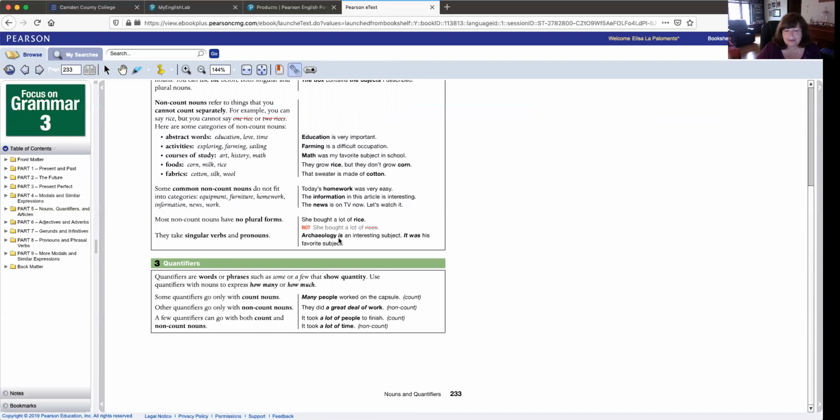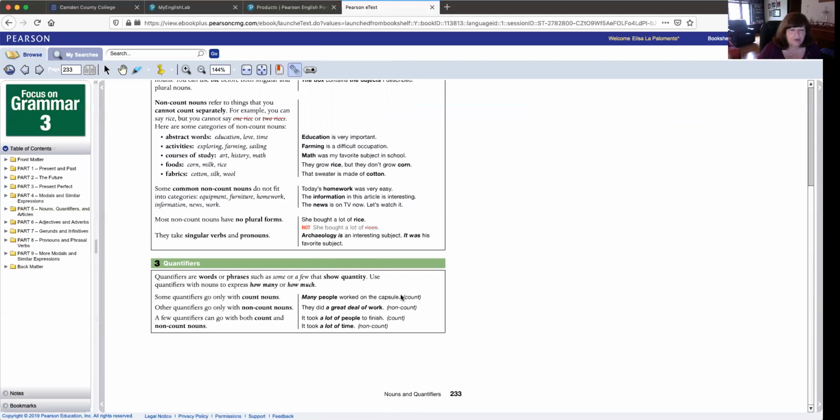Archaeology is, we can't say are, we can't put an S at the end. Archaeology is an interesting subject. It was his favorite subject. Seems like a lot, right? I wish I could put more examples on the board for you. I'm trying to give you other examples as I speak, but I know that is really difficult.